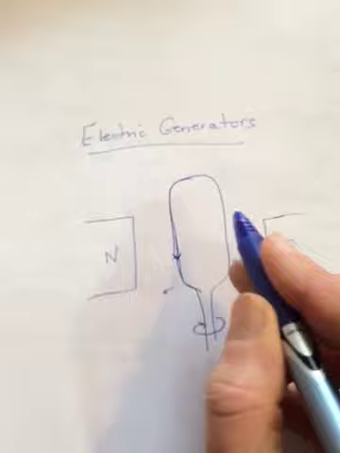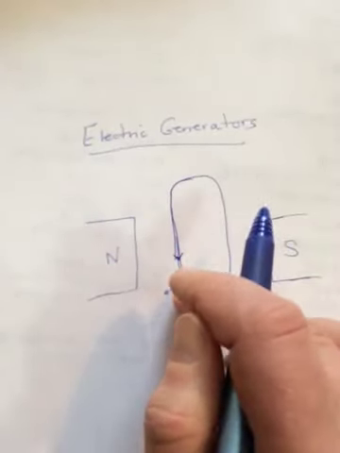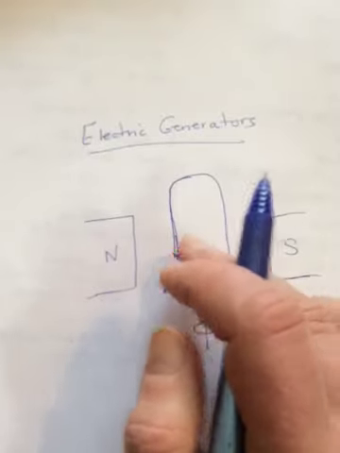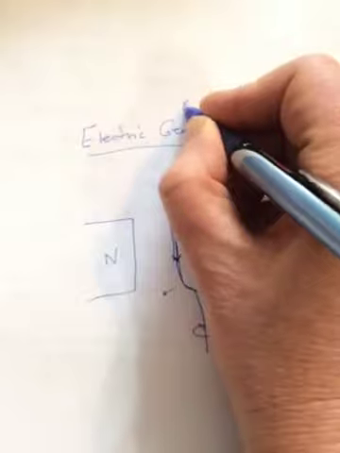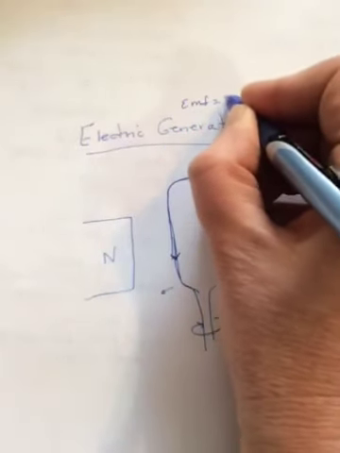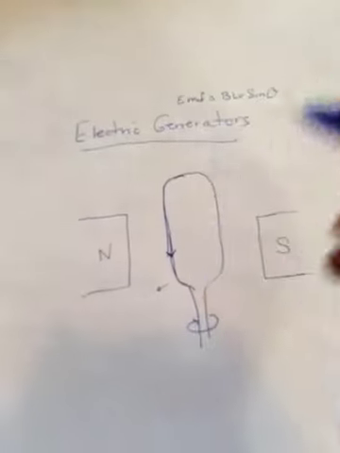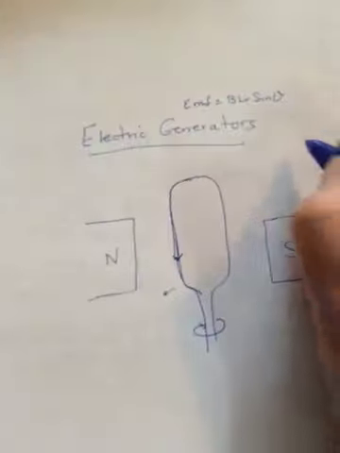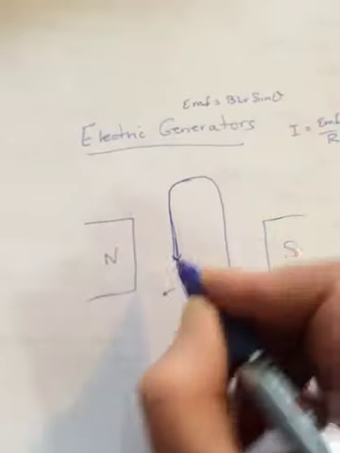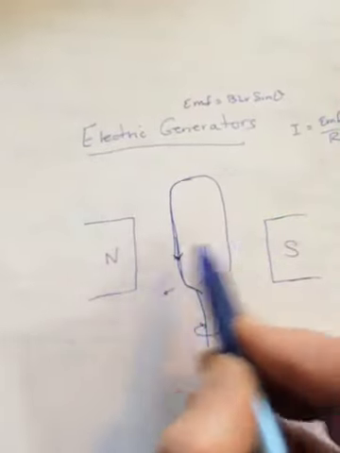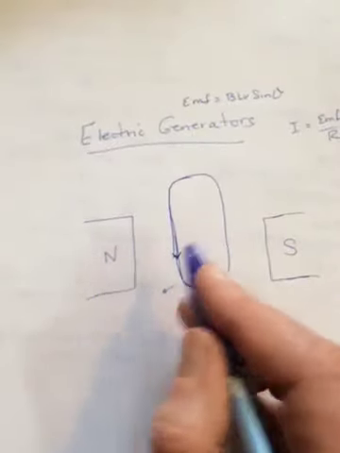And then as it goes down into the page, the field down below the magnets is going to get weaker. And so the current is going to get weaker because remember, EMF is equal to BLV. So if the field is weaker down there, then the induced EMF is weaker. And then, of course, I would also be smaller because it's going to be your EMF divided by R. Okay, so it's going to be at maximum EMF when it's directly in the middle of the magnets.